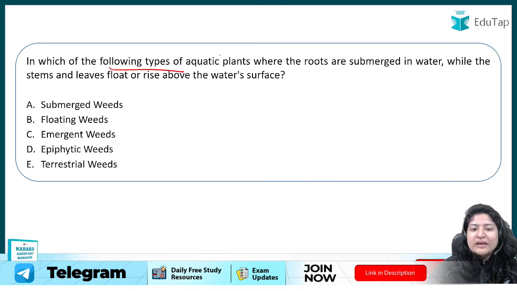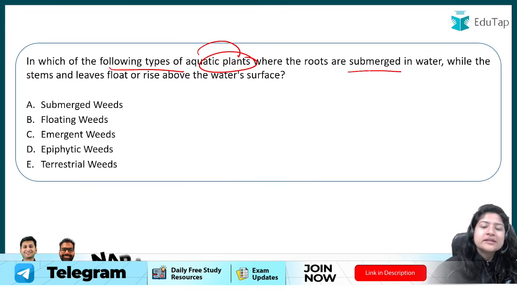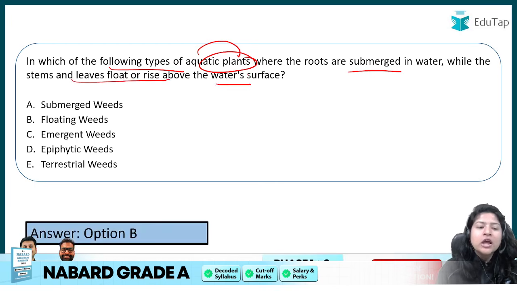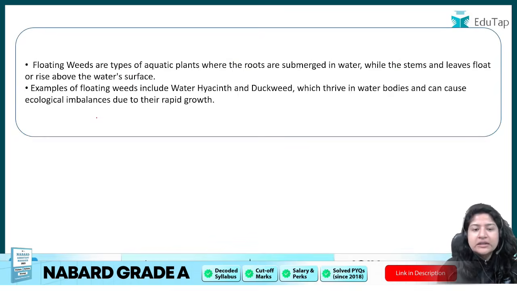In which of the following types of aquatic plants, again this topic is related to agronomy. This is related to aquatic plants, related to weeds. Here, floating weeds is the correct answer.